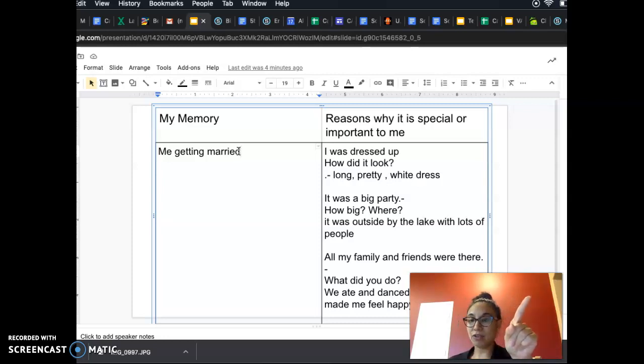And if you have your sheet of paper, you can go ahead and fold your sheet of paper in half. Just like you see on the screen. And on one side, you're going to write my favorite memory and then reasons why it is special or important, just like you see. And you can pause the video here. I'm going to keep going though.